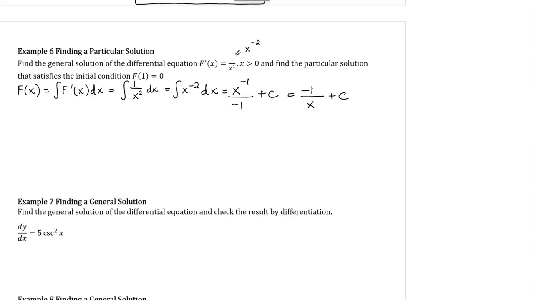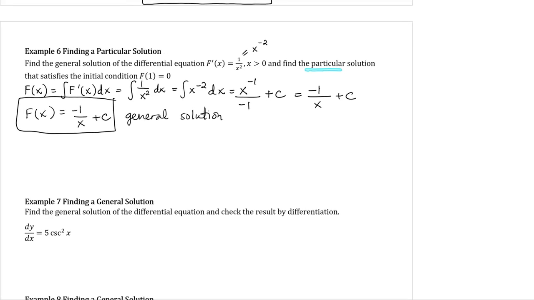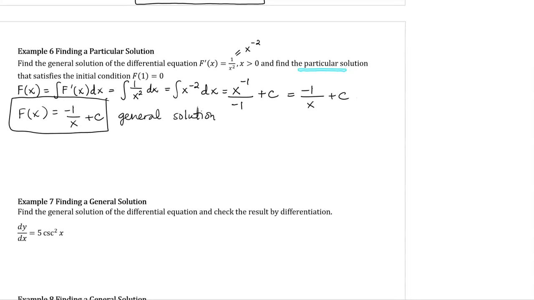And in fact, I'll write it on the next line. Capital F of x equal to negative 1 over x plus C is our general solution. But remember, this is a family of solutions, right? C could be 1, 2, 3, 4, 5, 6, 7.5, 9.2, any constant value. They have taken it a step further and asked us to find the particular antiderivative in this entire family that satisfies the initial condition.